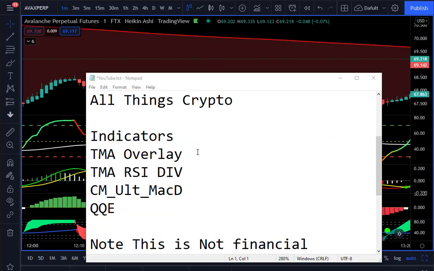So the four indicators that I will be recommending will be in the description, which are these four over here, which I'll go through in this video one by one, how to set them up and also how to use them as well.